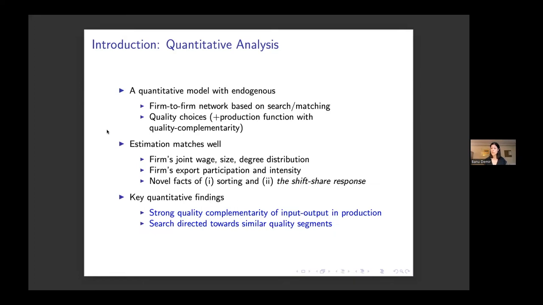We find that the estimation matches well the joint distribution of firm size, wages, and business degree distribution, both on the supplier and buyer side, the extensive and intensive margin of exporting in the data, as well as these novel facts about sorting on wages or skill intensity and the shift-share response of firms to trade shocks. Quantitatively, we find that both the quality complementarity in the production process and the directed search towards the firm's own quality segment are important to explain the propagation mechanism.